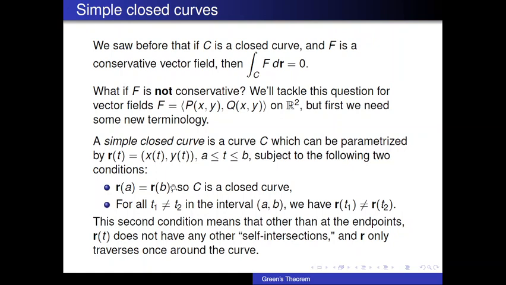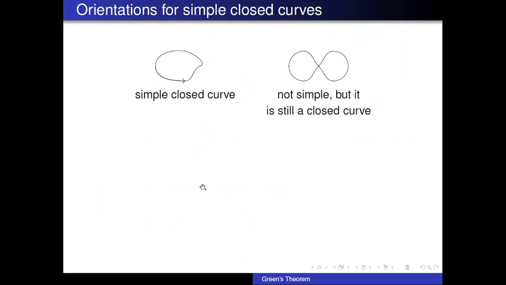Another implication of this property is that the parameterization r only traverses the curve once around. So there's no repeating other than just at the endpoints. So good, here's an example of a simple closed curve. If that's going just once around there, that would be a simple closed curve.